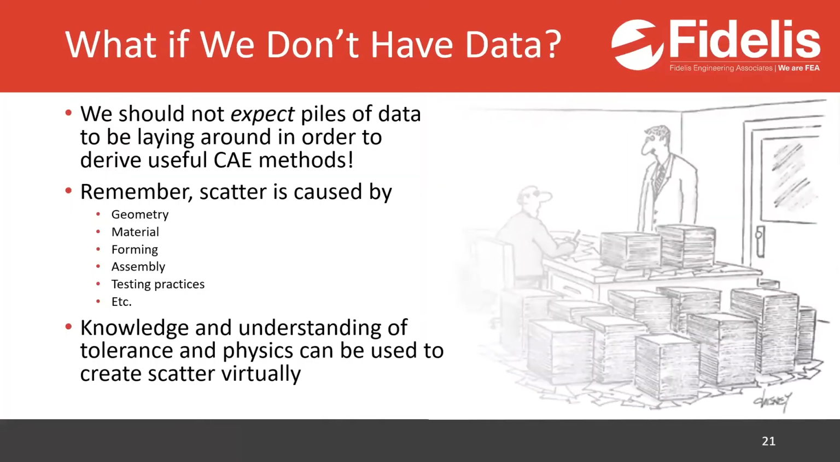But what do we do if we don't have data to begin with? We can't expect every customer of ours to have just piles and piles of data laying around for us to use. If we remember, scatter is caused by geometry, material, forming processes, all the things we talked about before. How can we generate our own scatter? We can do this by knowledge and understanding of tolerance and physics effects on the final result.